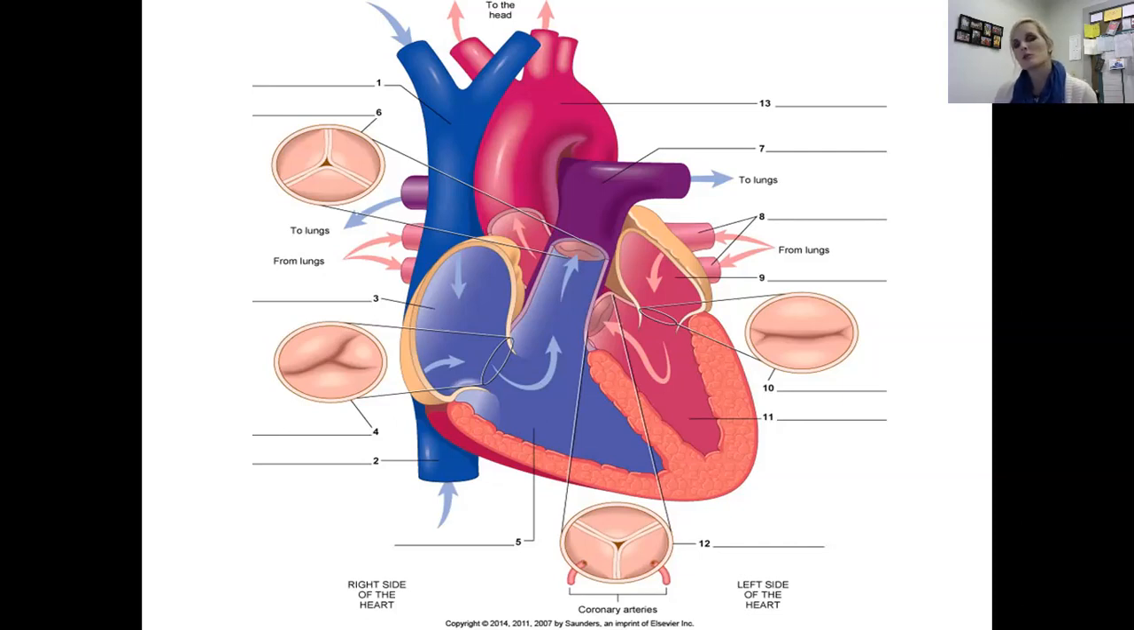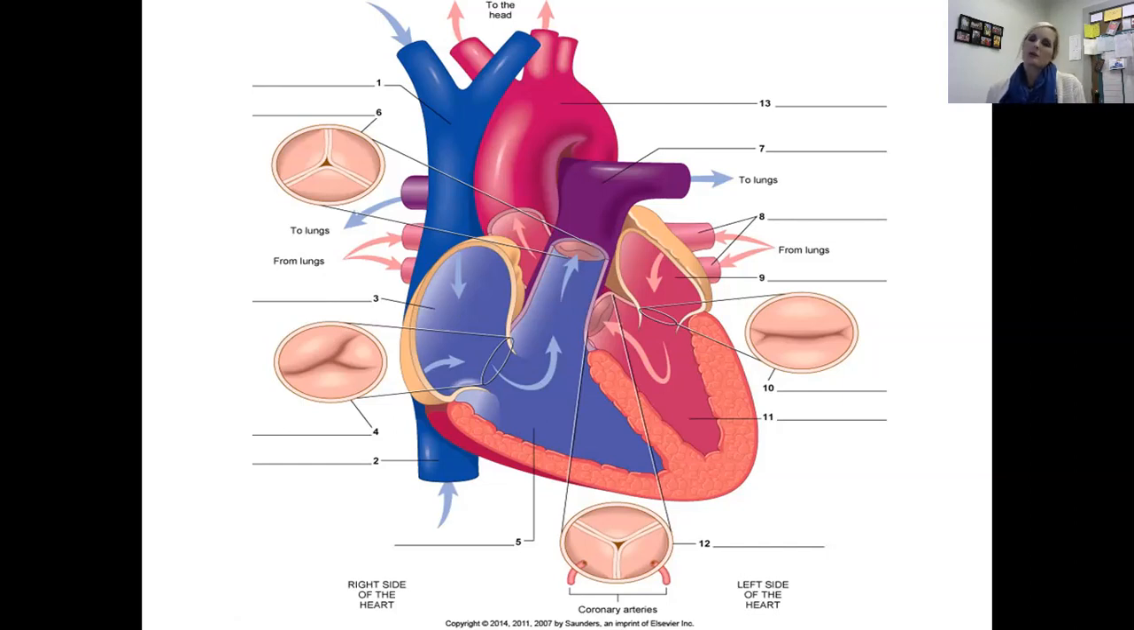All right, so we labeled number 1 as the superior vena cava, number 2 as the inferior vena cava. And like I said, that blood is going right here into the top chamber. We call it again the right atrium. Remember, the atria are at the top, ventricles are on the bottom, and since this is the right side, we're looking at the right atrium.